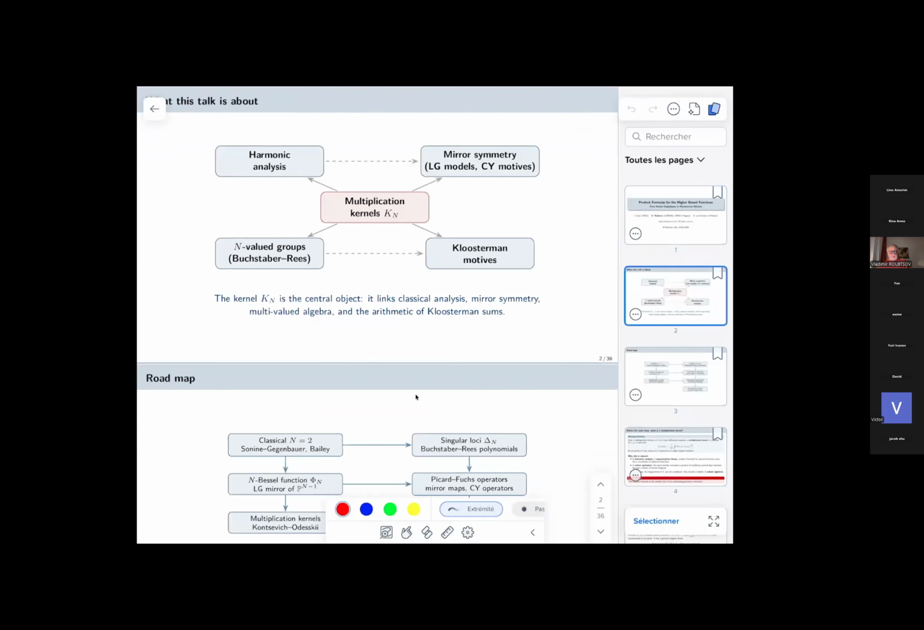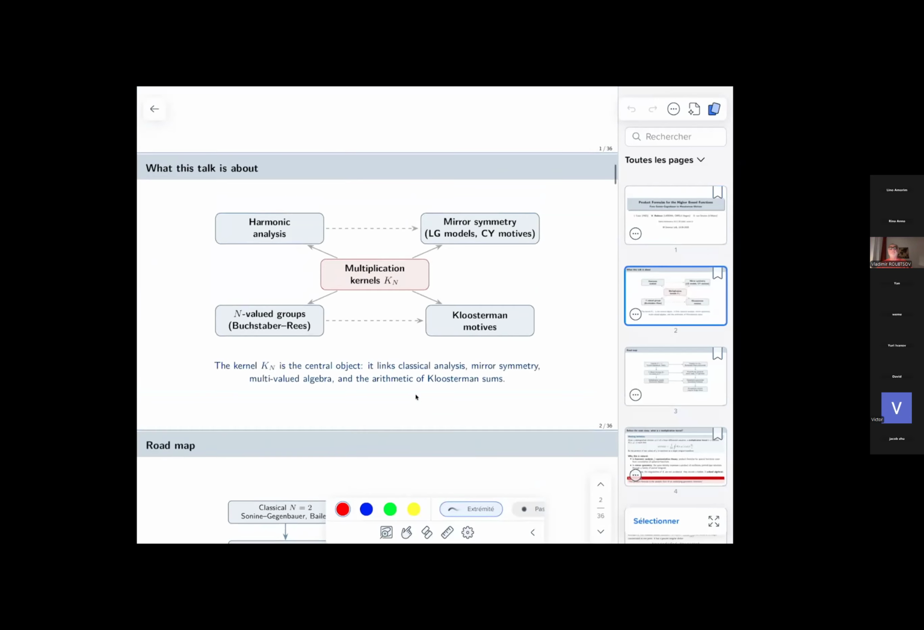So what is this talk about? This talk is about the multiplication kernels. I will explain in a few minutes what it means. And this is my central technical object.